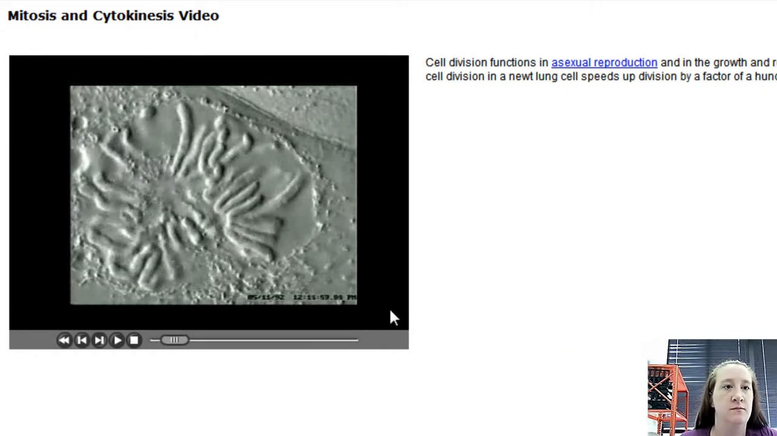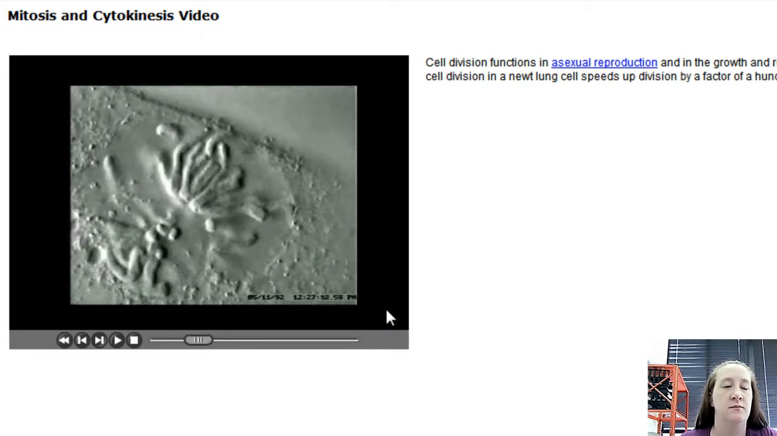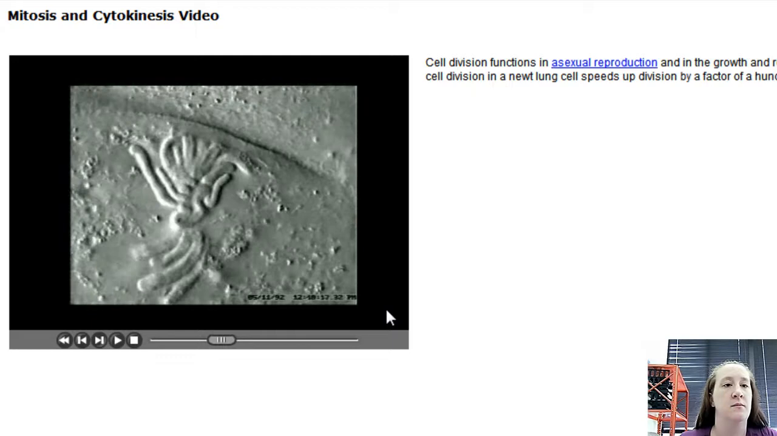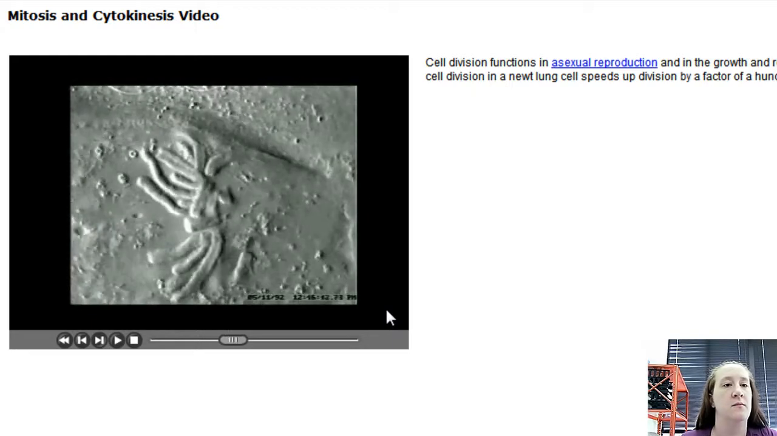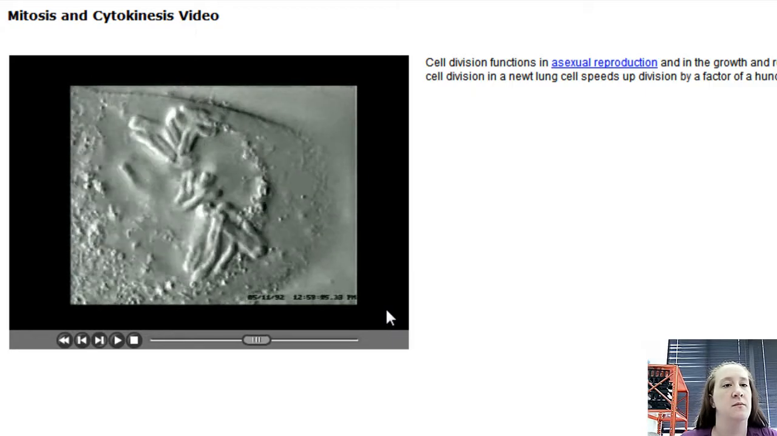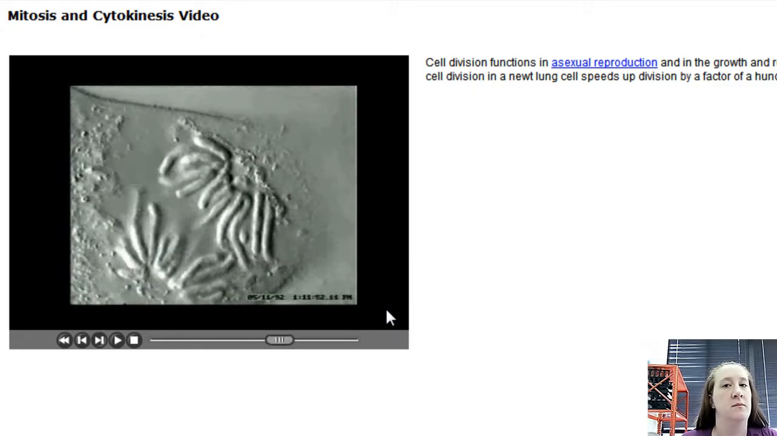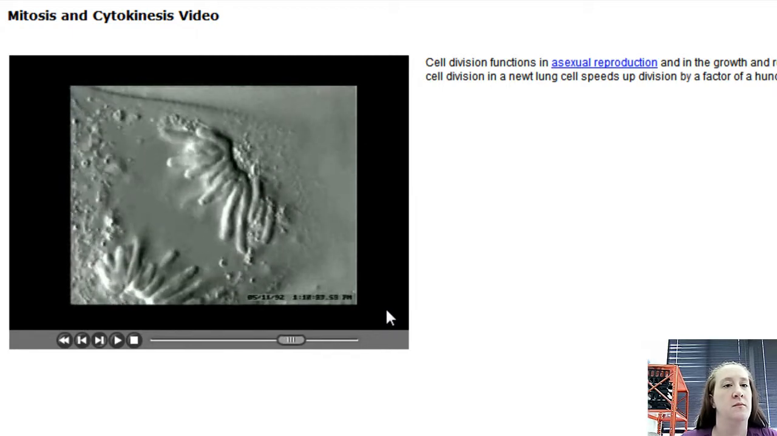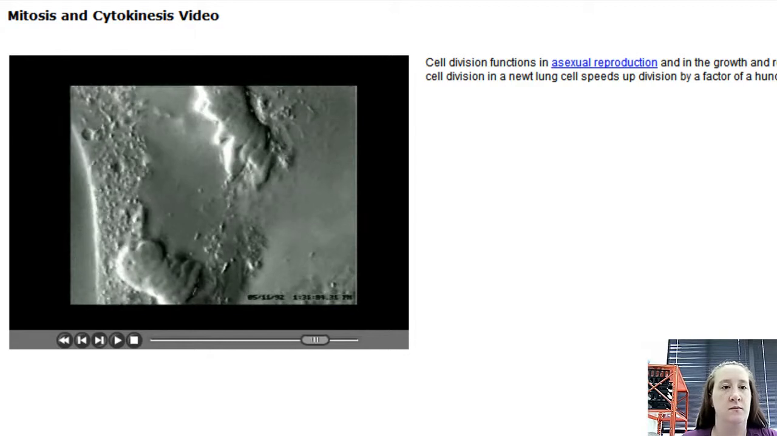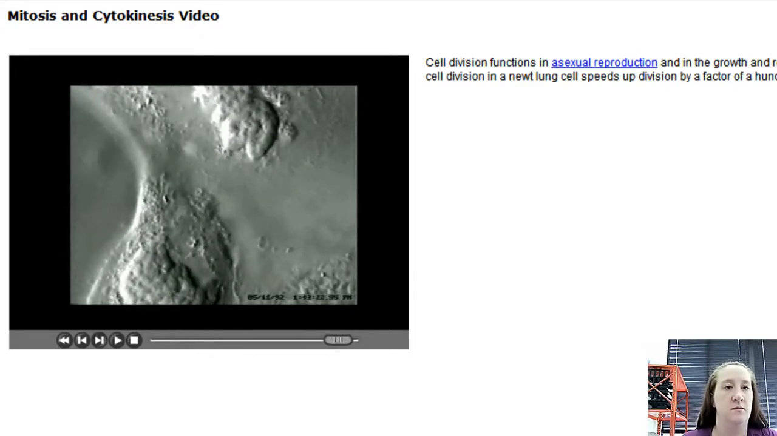Cell division functions in asexual reproduction and in the growth and repair of organisms. Cell division consists of two processes. Mitosis, the division of the nucleus, is usually followed immediately by cytokinesis, the division of the cytoplasm. This time-lapse video of cell division in a newt lung cell speeds up division by a factor of 100 or so. You will see a process that normally takes more than an hour happen here in less than a minute.